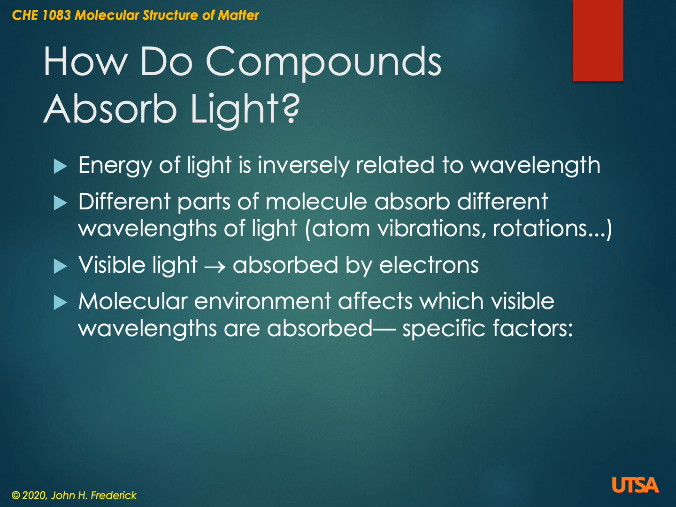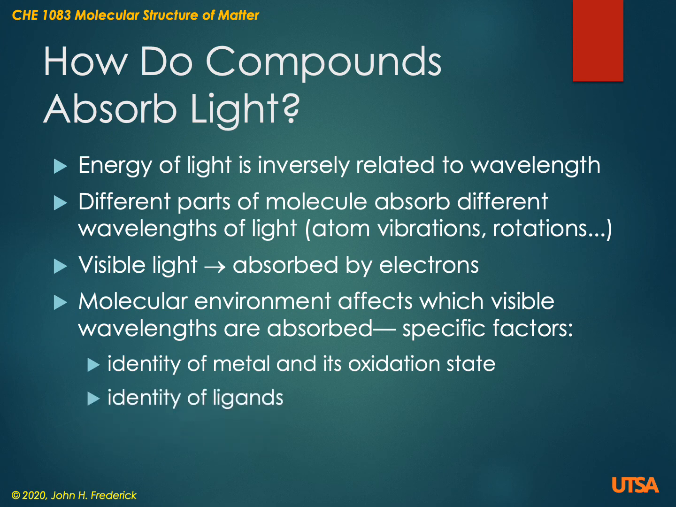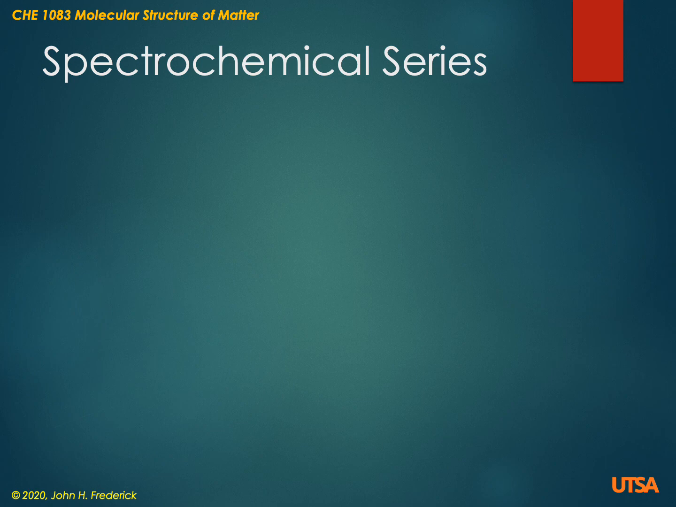All right, the molecular environment can affect which of these wavelengths are actually absorbed. Some of the specific things that contribute to that are the identity of the metal and its oxidation state. These would both play a role in determining what wavelengths are absorbed. The identity of the ligands is also a very important factor. The geometry of the complex ion also affects this. So what we'll do is consider all of these effects as we think about the colors of these different complex ions.